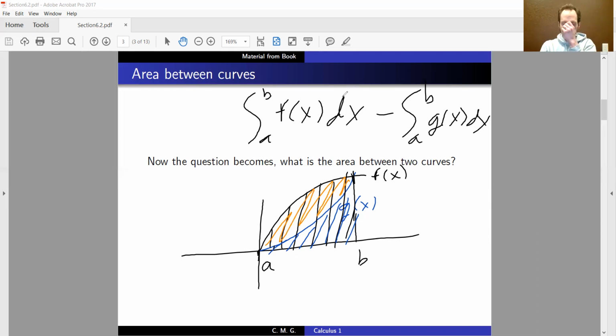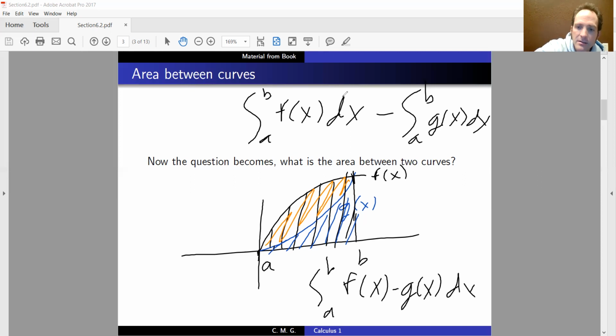Okay, and I can even rewrite this as a single integral, right? They have the same limits of integration, and you're integrating with respect to the same variable. So all I really have here is just the area of the top function minus the bottom function, integrated with respect to x. Okay, this is really cool, right?